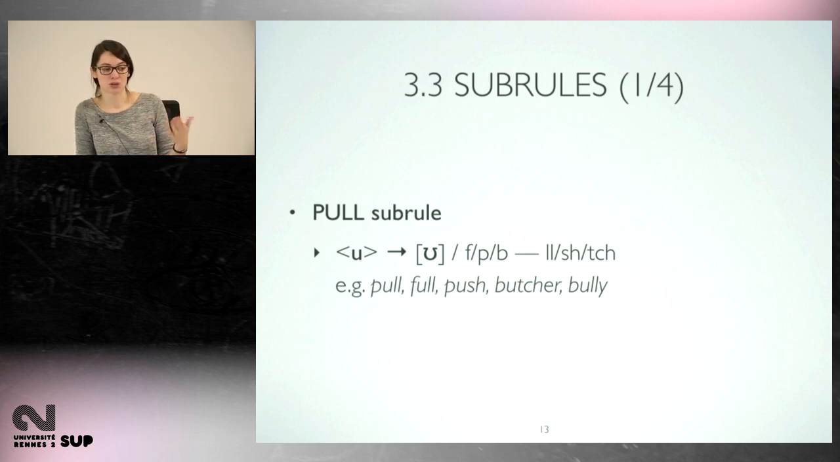Examples of words to which this rule applies are pull, full, push, butcher, bully. As I said before, these are words where U has kept its original historical pronunciation, and there are very few such words in English nowadays. There are about 20 words of that type. Obviously, when you use neutral endings with these words, the pronunciation stays the same.